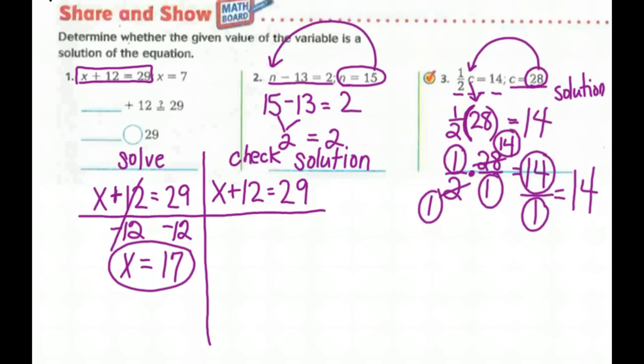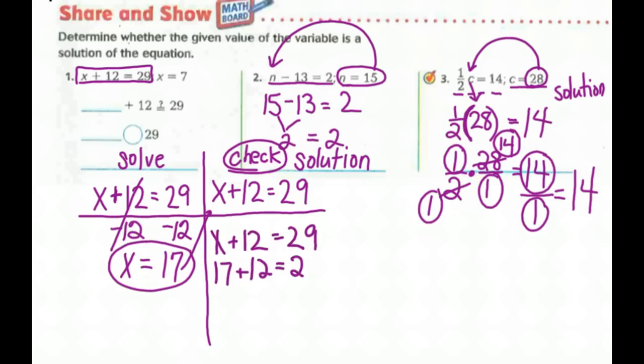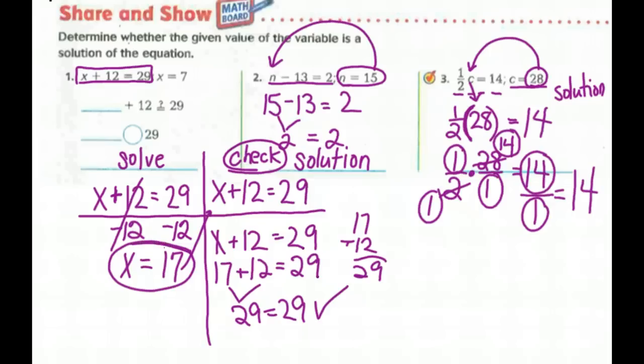Well, now I want to check to see if that's true. So I'm going to plug the 17 in for the x on the check side. So I would have x plus 12 equals 29. Then I'm going to plug the 17 in for the x. And then I'm going to do the math. If I need to, I can come over here and add that up. And I see that 29 equals 29. So it checks. So that means that 17 is the value of x for this example.